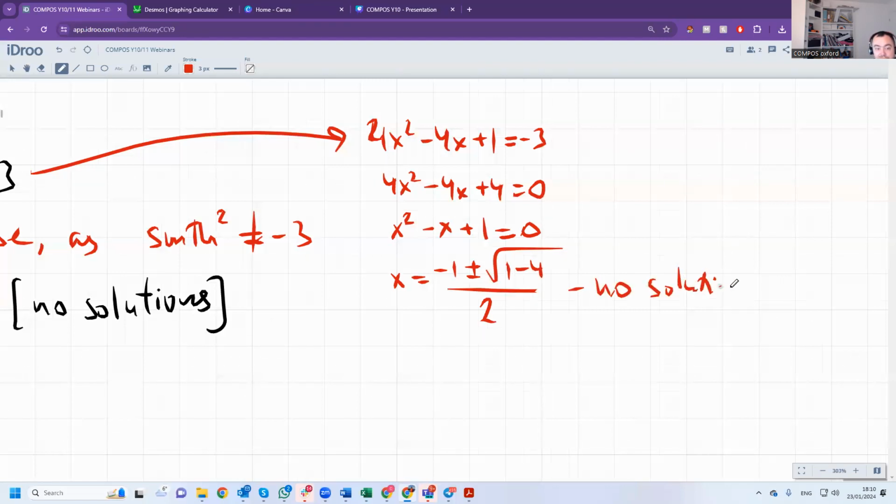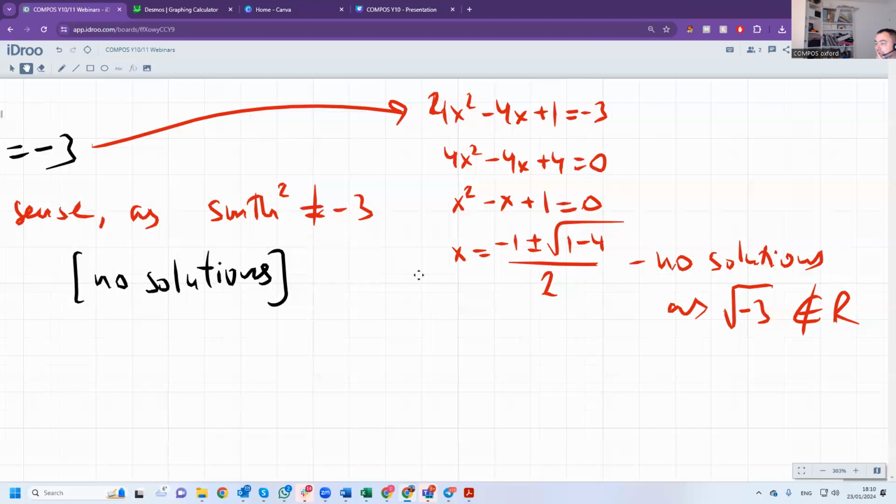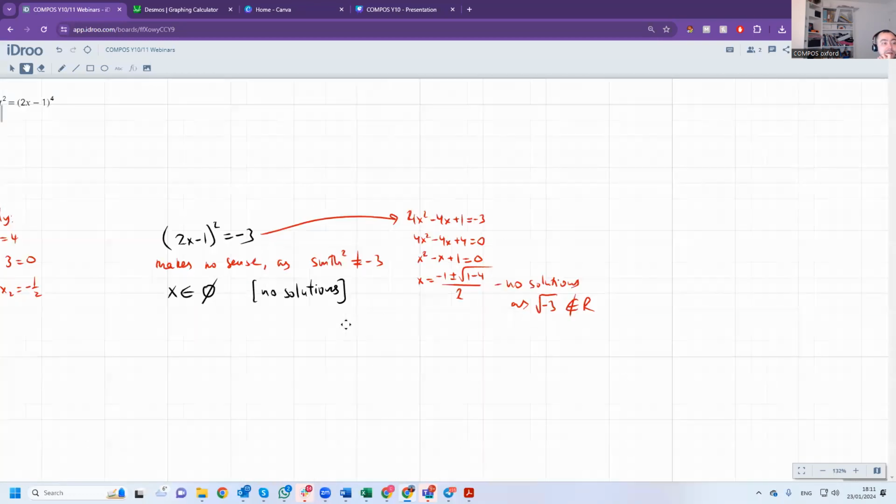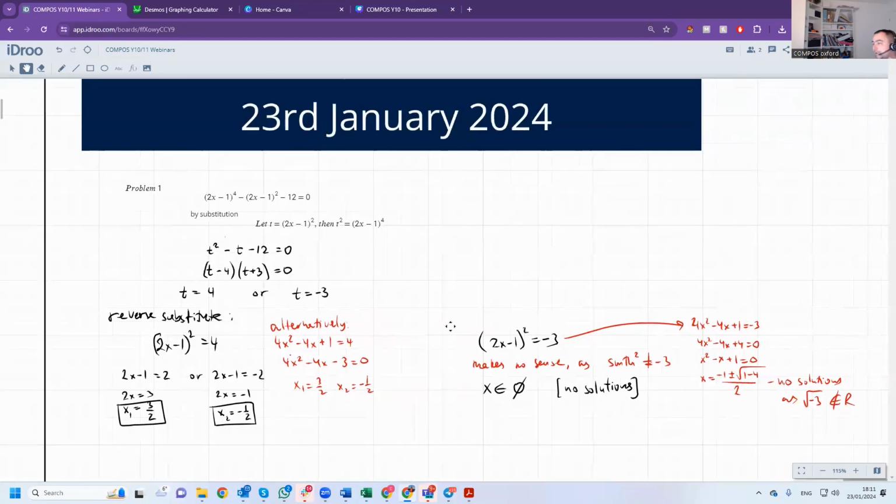No real solution, as square root of minus 3 is not a real number. Okay, so that's about it.